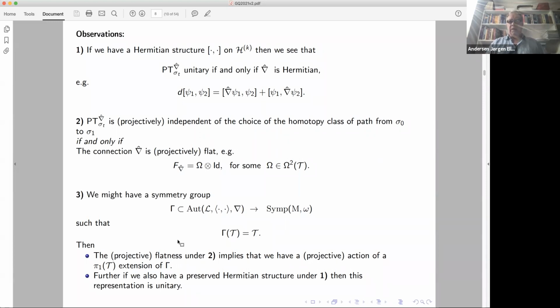If that is happening, then projective flatness on the 2 here implies that we get a projective action of a pi1 of T extension of gamma acting. And of course, if we further have under 1 that the connection preserves the Hermitian structure, then this will produce a unitary representation. Okay.